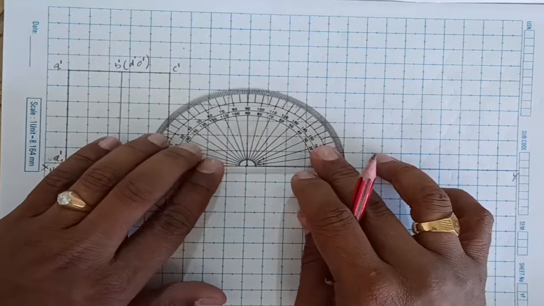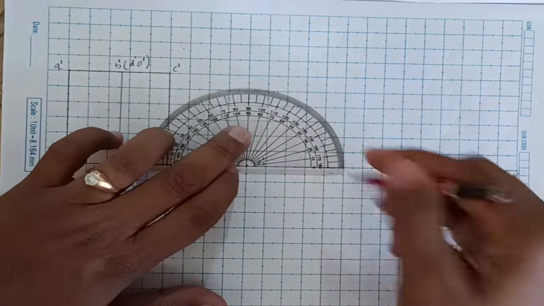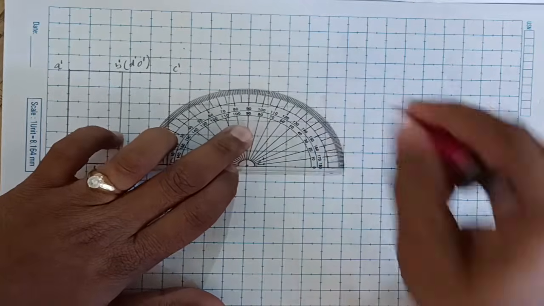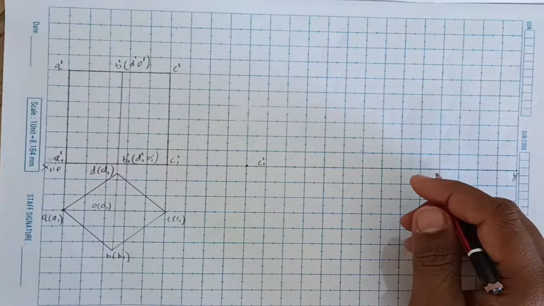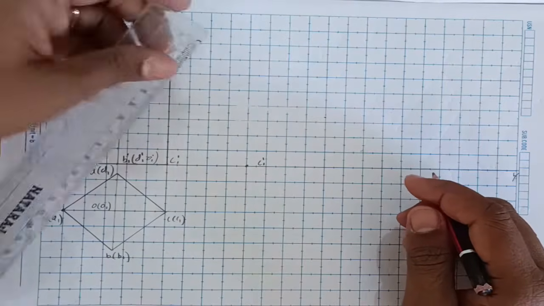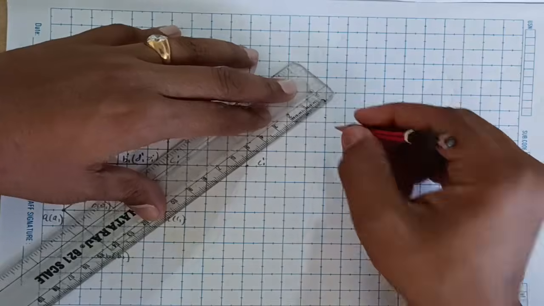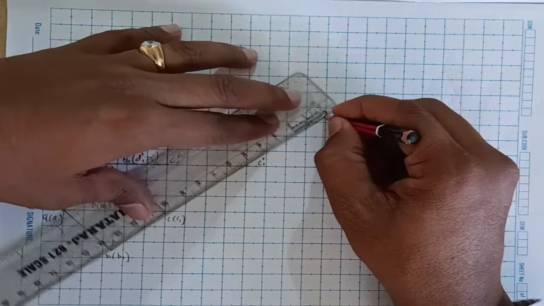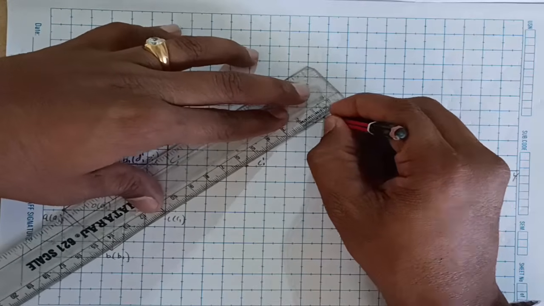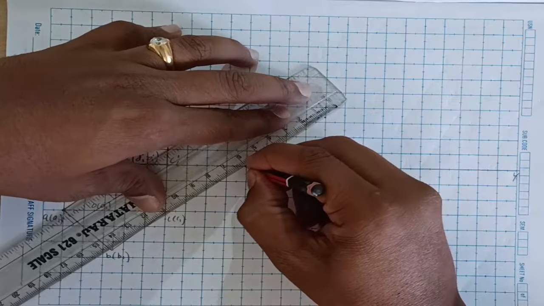Keep the protractor here and mark 40 degrees, get the reference point first and then draw the length. This length is 60 mm. Passing through the reference point, and from the resting point, we need to draw the 60 mm line.